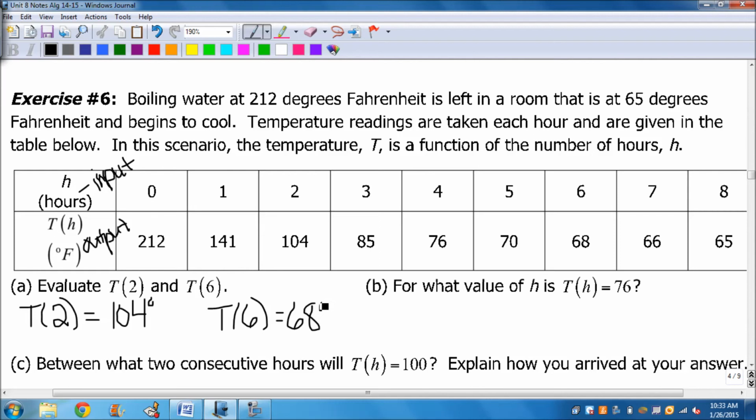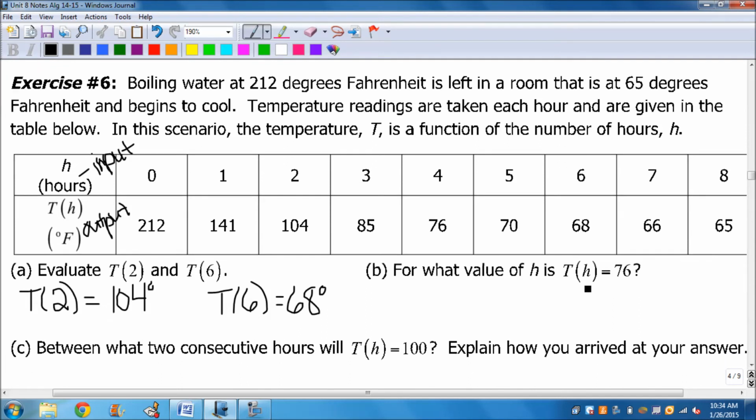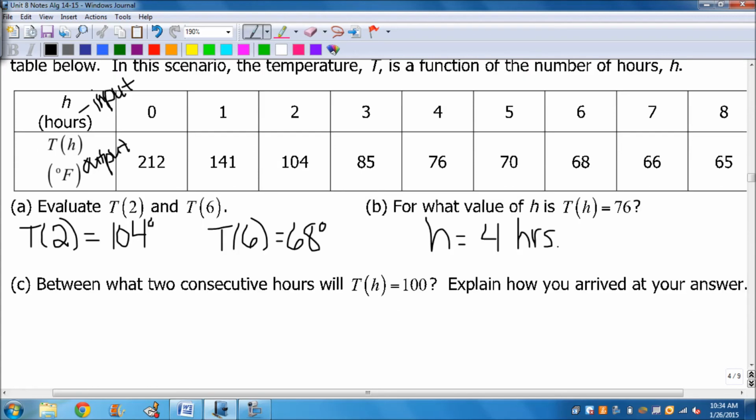Okay. Now, question B, for what value of H is T of H equal to 76? So this time you know your output and you need to figure out what the input is. Well, when the temperature is 76 degrees, how long does it take to get to that? It takes 4 hours. So that means that H equals 4 hours. Okay? So now, question C says, between what 2 consecutive hours will T of H equal 100? Explain how you arrived at your answer.